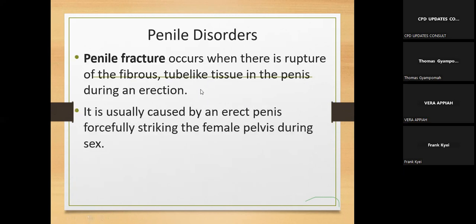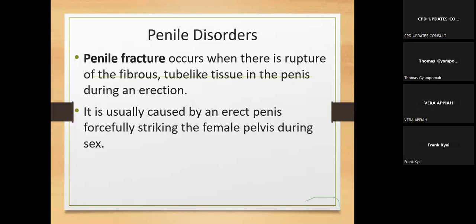We'll finish very soon. Penile fracture occurs when there is rupture of the fibrous tubular tissue in the penis. It is usually caused by an erect penis forcefully striking the female pelvis. I'm sure this one you can appreciate. All right. So penile fracture, you will have an erection. Instead of you taking your time and penetrating, you don't do that. You want to force the thing before you could say Jack, you hurt yourself.